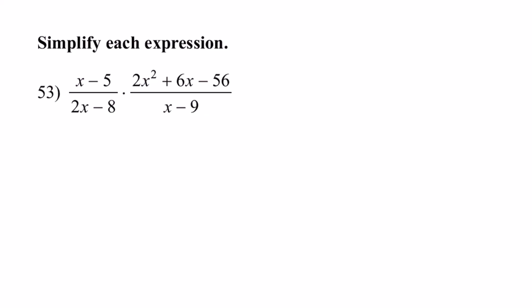Simplify each expression. It's multiplication. So we're multiplying straight across. I need to factor this, and I need to factor that a little bit. I can pull a 2 out of there. I think I can pull a 2 out of this one as well. So I do my factoring.